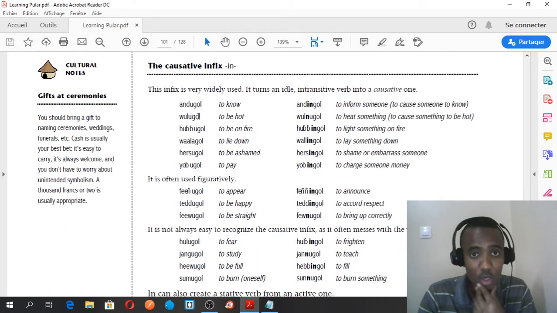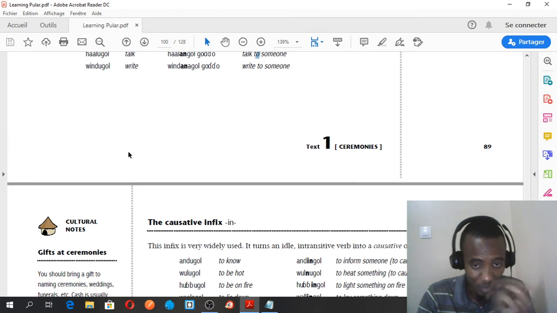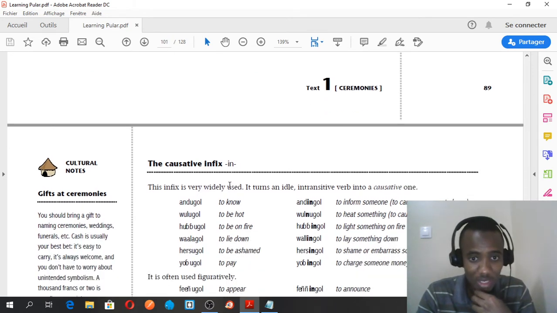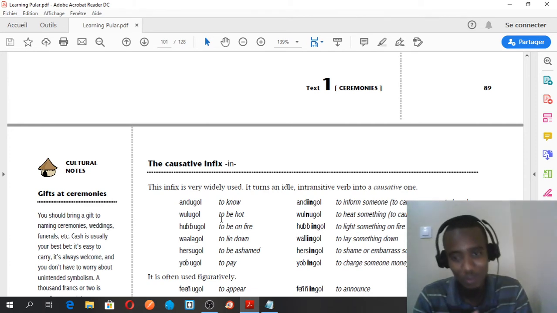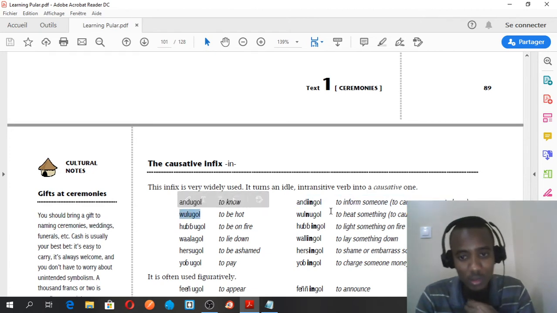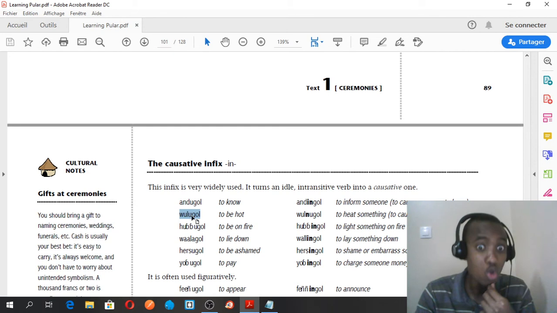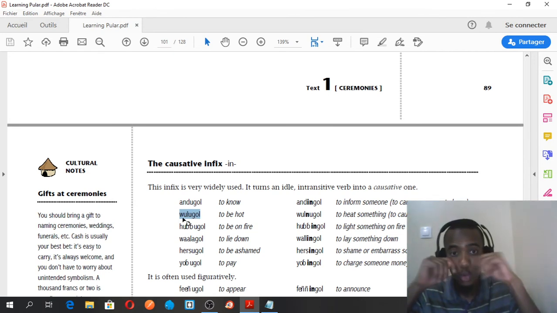Okay. Now here, the causative infix. So this is benefactive. Okay, for someone, benefactive, either benefit someone else, or causative. The infix is very widely used. It turns an intransitive verb into a causative one. Okay, like andugol, to know, andingol, to inform. Wulnugol. Here it changes a little bit, but it's still the same. Sometimes it changes the root a little bit. Because it was wulugol, now it becomes wulnugol, to cause something to be hot, to heat something.